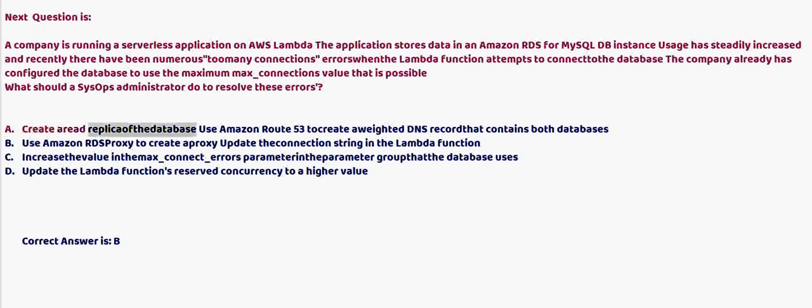A. Create a read replica of the database. Use Amazon Route 53 to create a weighted DNS record that contains both databases. B. Use Amazon RDS Proxy to create a proxy. Update the connection string in the Lambda function. C. Increase the value in the max_connect_errors parameter in the parameter group that the database uses. D. Update the Lambda function's reserved concurrency to a higher value. Correct answer is B.